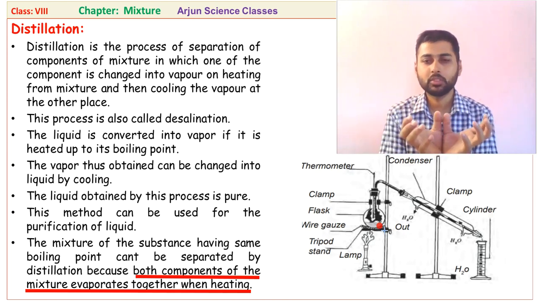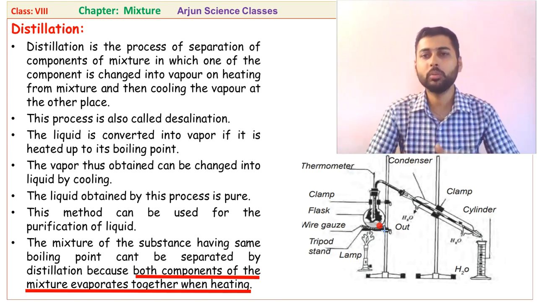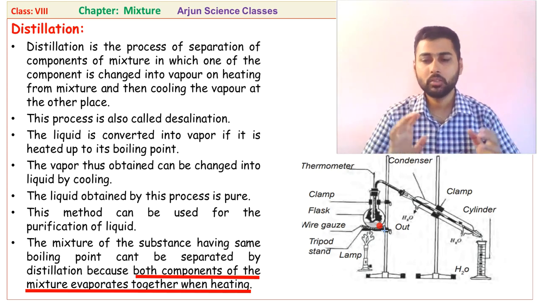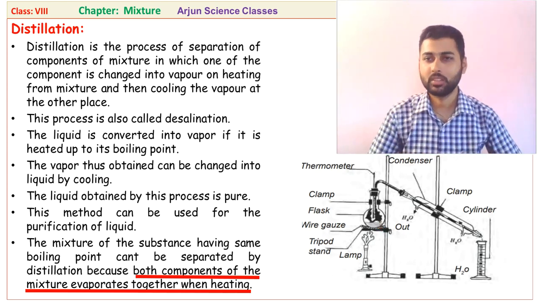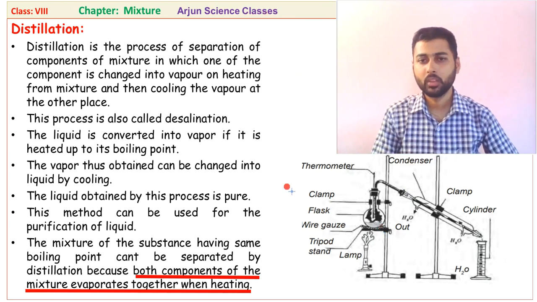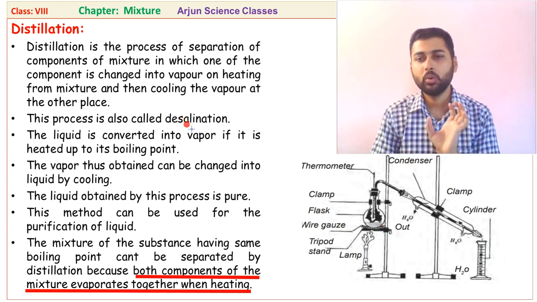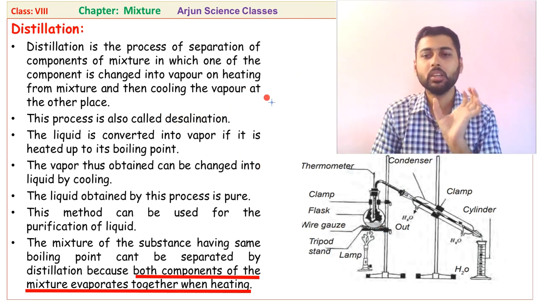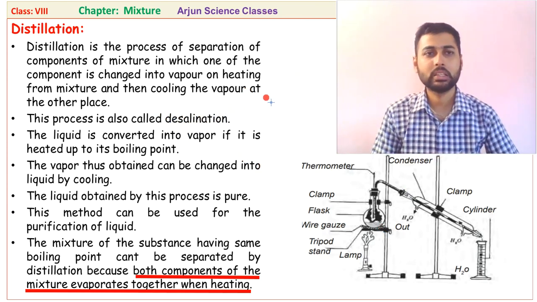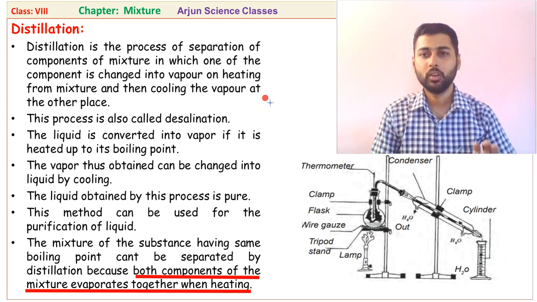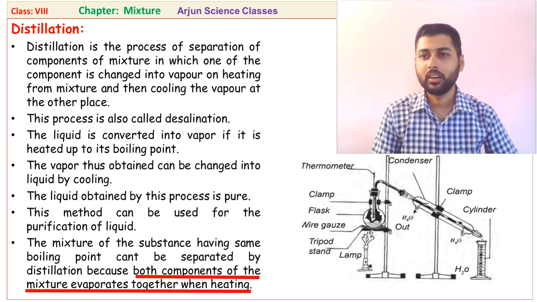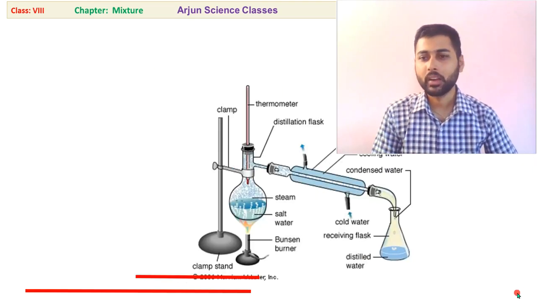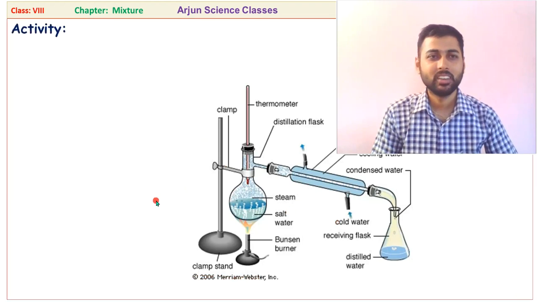Suppose there are two liquids, and if both of the liquids have the same boiling point, if they convert into vapor at the same time, then how can we separate them? It is not possible. Distillation process is possible only for the components of the mixture having different boiling points. If the components of the mixture have different boiling points, then we can easily separate the components of the mixture.